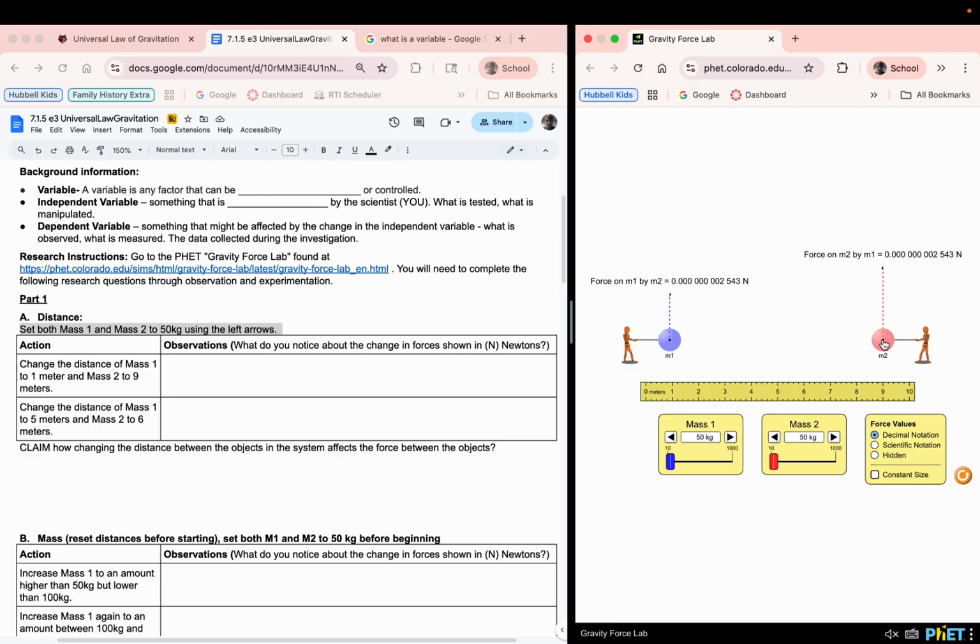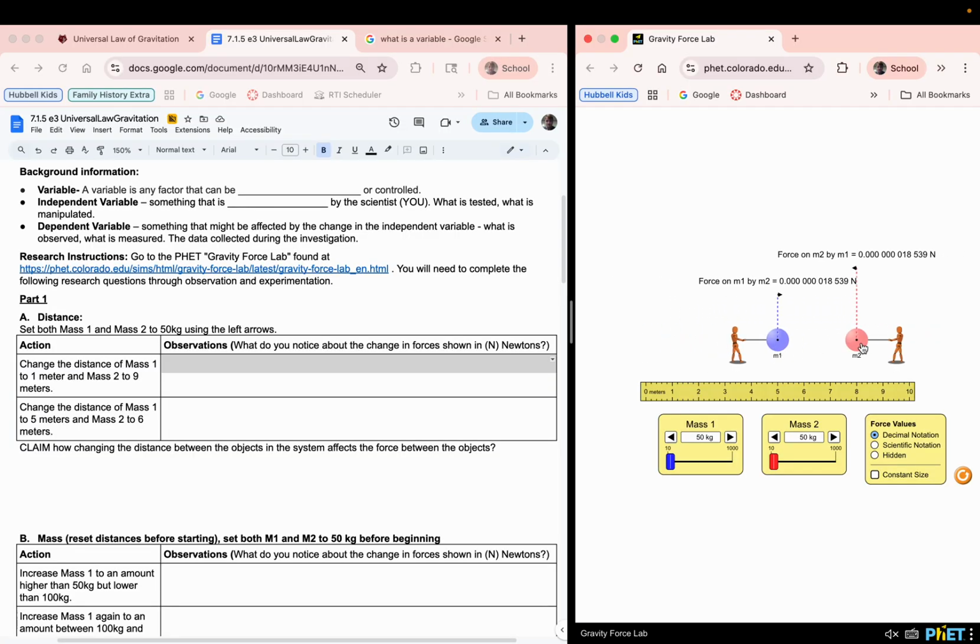You'll see that it's actually equal to both of these. And you'll also notice that it went down a little bit. Okay? And that's all they want you to observe. What happened? Then they want you to change mass 1 to 5 meters and mass 2 to 6 meters. So we're going to move this one up to 5 and this one up to 6. And just write that number.